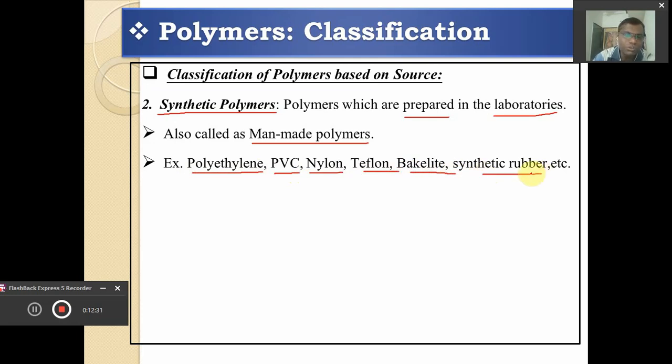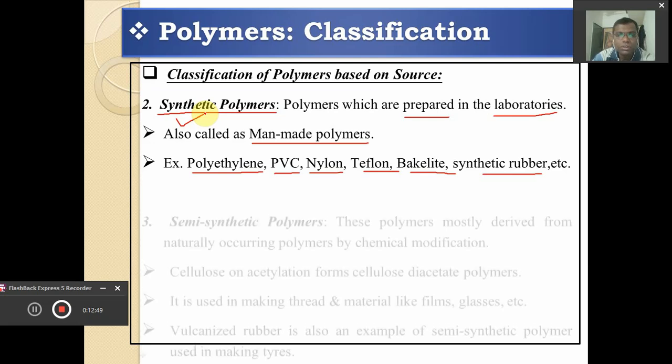Actually, dear friends, we are using all these polymers in our day-to-day life also, but these are synthesized in the laboratory and manufactured in the industry. So these all are man-made polymers. That's why these are called synthetic polymers.